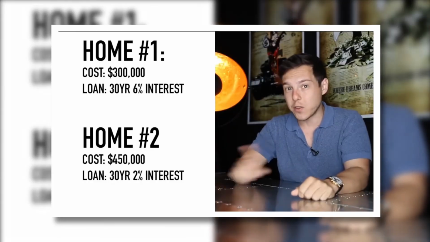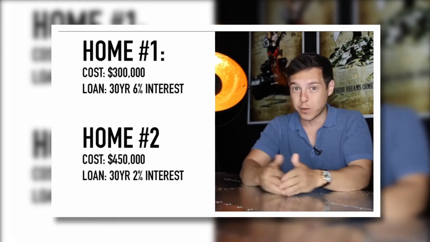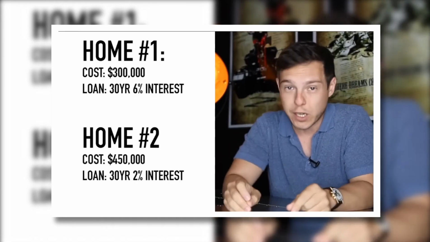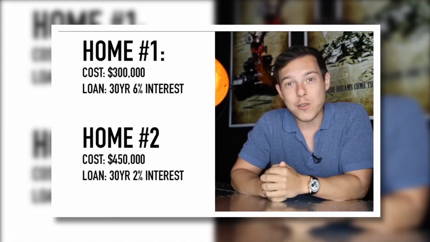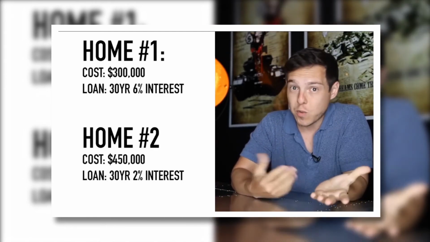Think about it for a second. There's a $150,000 price difference between the two, and the only variable here is the interest rate. Well, if you guessed the $450,000 home would be cheaper, well, you would be right.